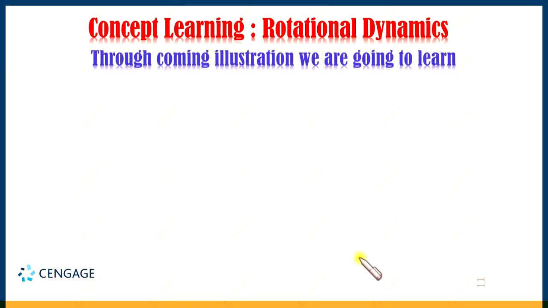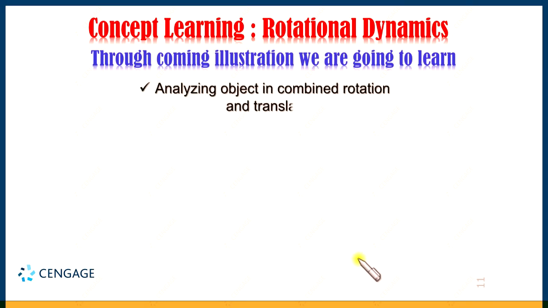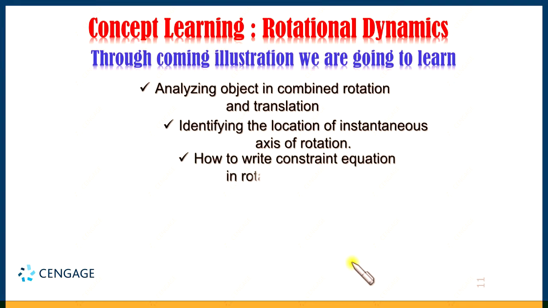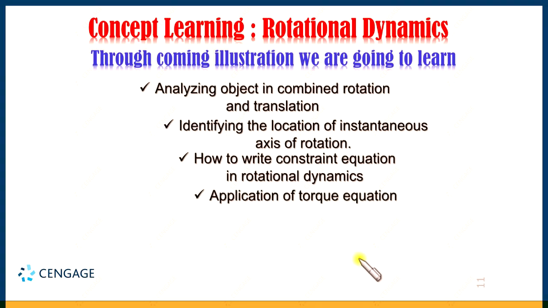In the coming illustration, we are going to take the same category of concepts. That means through the coming illustration, we will cover: number 1, analyzing an object in combined rotation and translation; number 2, identifying the location of the instantaneous axis of rotation; number 3, how to write the constraint equation in rotational dynamics; and number 4, the last but very important point, the application of the torque equation. So let us move to the illustration part.